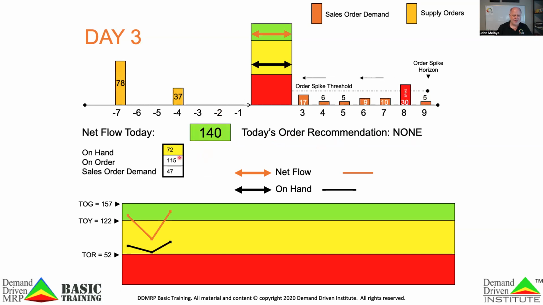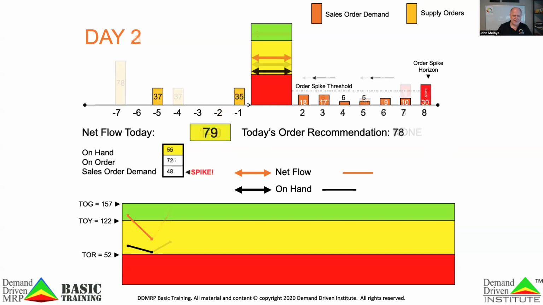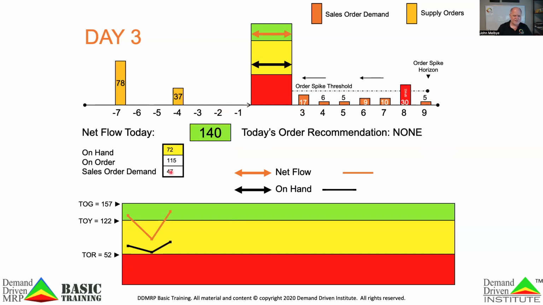Now on day 3, our on order has jumped to 115, 78 plus 37. Our net flow is 140 because our on hand plus on order minus the sales order demand jumps us up to 140. How did we get our on hand balance to go up? I didn't mention that. What we're receiving today is 35. We shipped out 18. So we had 55 plus 35 minus 18 gives us our on hand of 72.